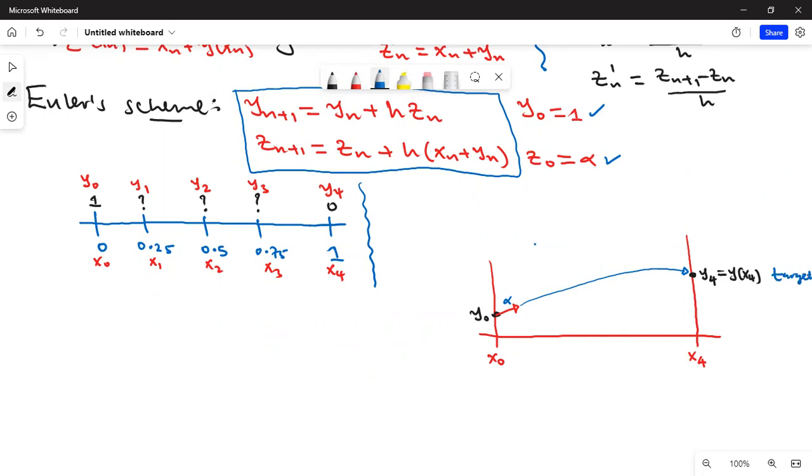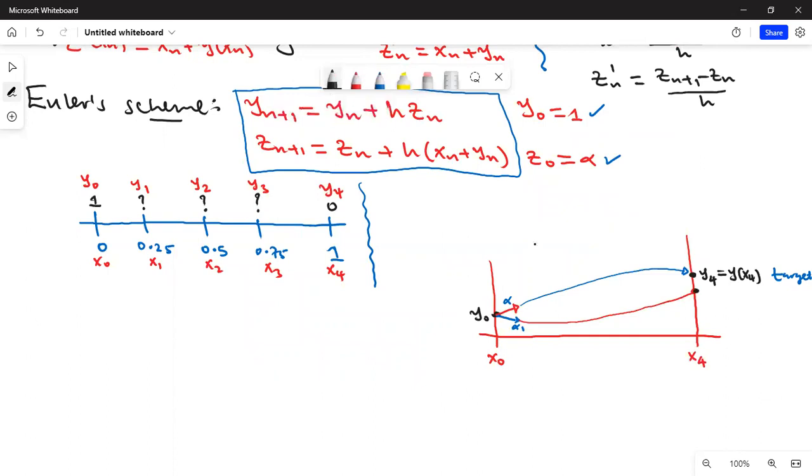Our target is that y4 should be equal to 0, and y4 is the same as y of x4. You could also choose another value of alpha. Let's call it alpha 1 as the gradient. If I start with that, let us shoot. You might find that you get a different value of y4. It won't get you to the same point.